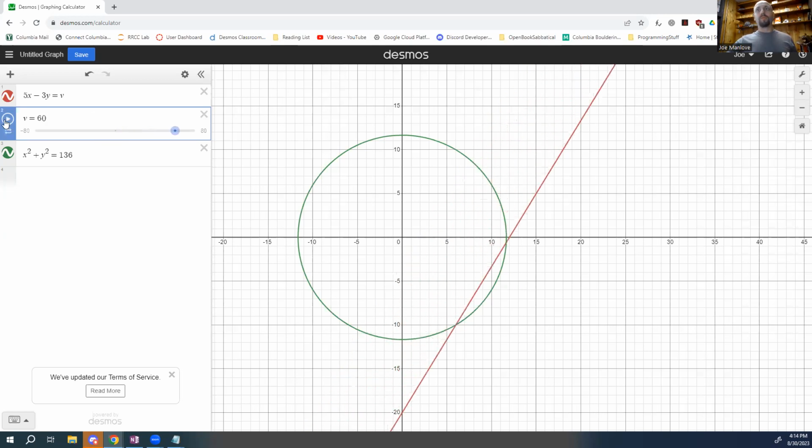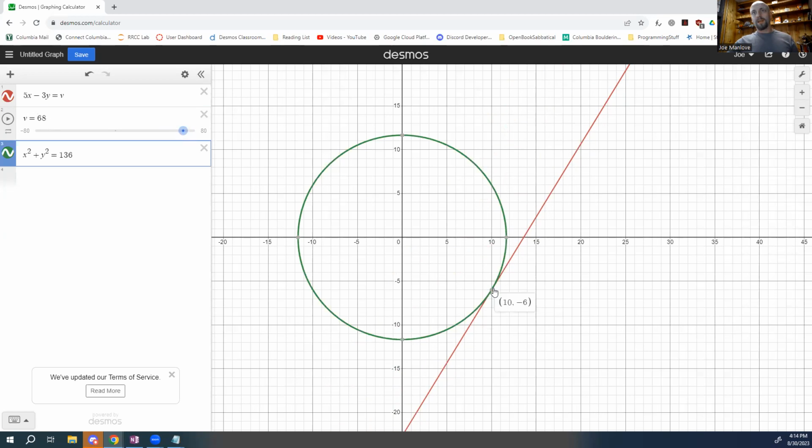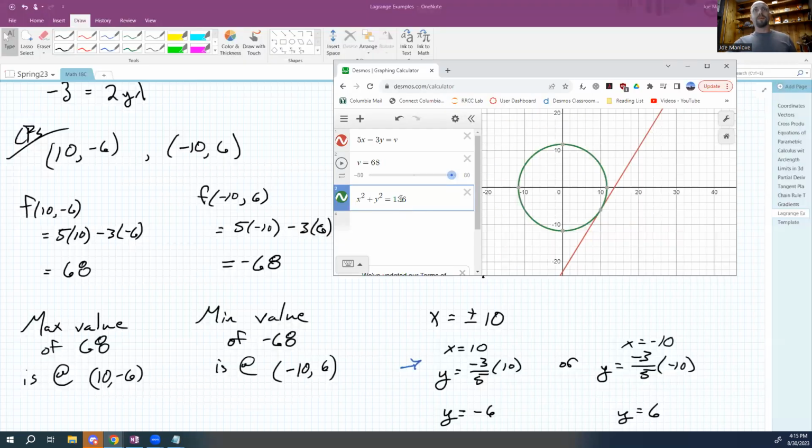Okay, so see how we're getting close to the edge there? Whoop, too far. Pull that back, pull it back. Okay, so it looks like that's the last place it touches. That's at the value of 68, and that intersecting point is (10, -6). Right, so I said it's got a maximum value of 68 at (10, -6).